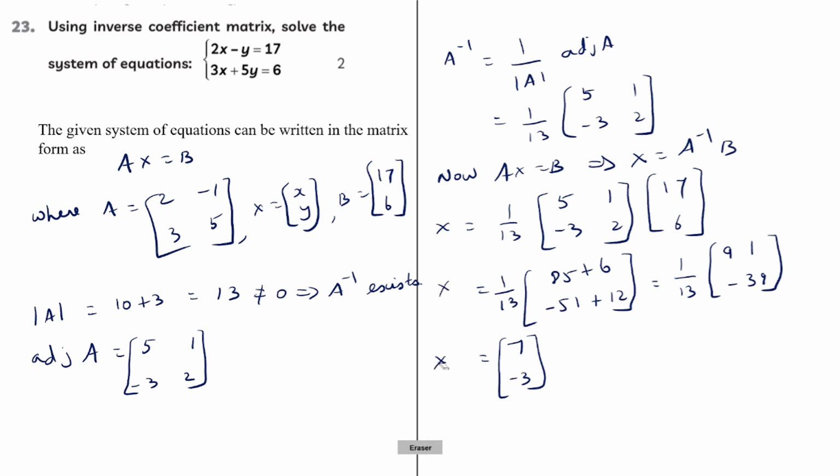This is X. Now this X is nothing but the variable matrix x and y. So this implies x = 7, y = -3. So this is the solution for this system of equations.